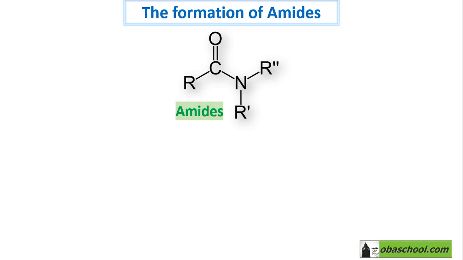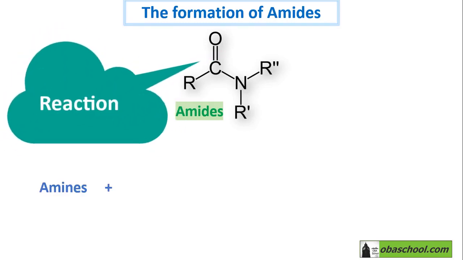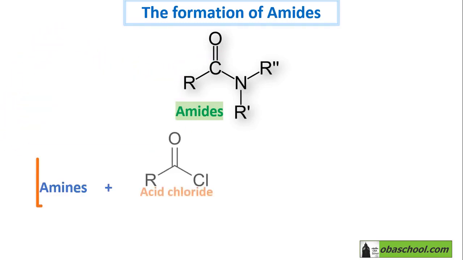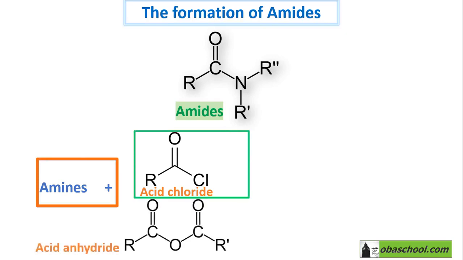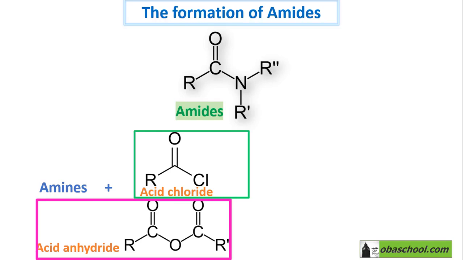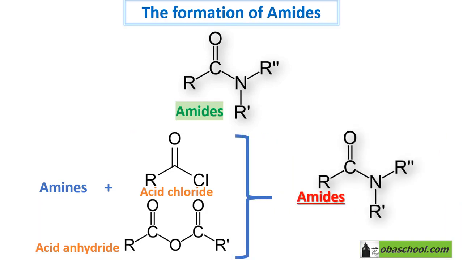Amides are formed from a reaction. This reaction is between amines and either an acid chloride or an acid anhydride. So when amines react with either acid chloride or acid anhydride, it will form the amides.